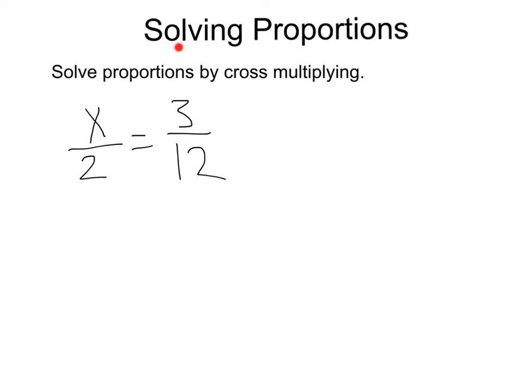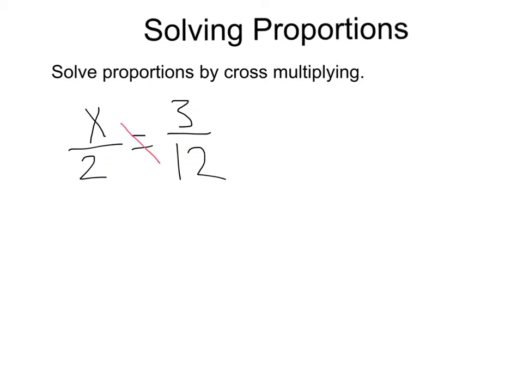Hey, so we're going to be solving proportions by cross multiplying. Now you could solve just like normal, but for our purpose here for solving proportions, we're going to specifically go ahead and cross multiply. So let's just get right to it. Here we have x over 2 equals 3 over 12.